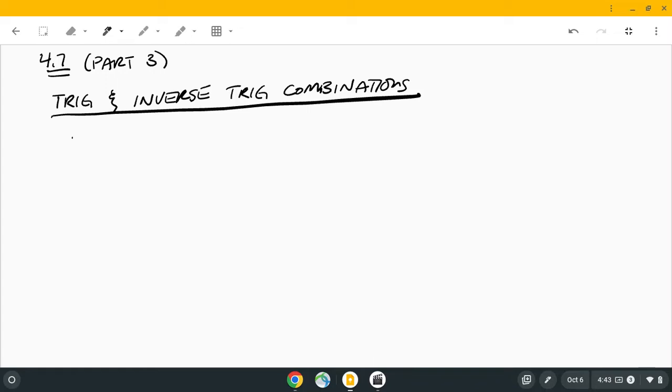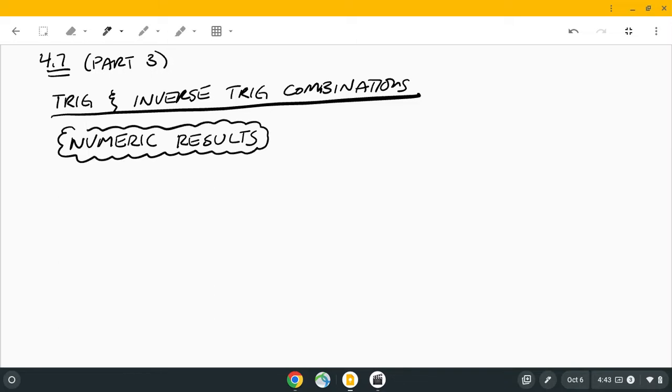All right, so we're going to look at three different cases. First, when we have a numeric result like 1/2 or square root 3 or pi over 6, versus an algebraic result where we have something like the square root of 1 minus x squared, where you have variables in your answers. All right, so let's go ahead and evaluate the following.